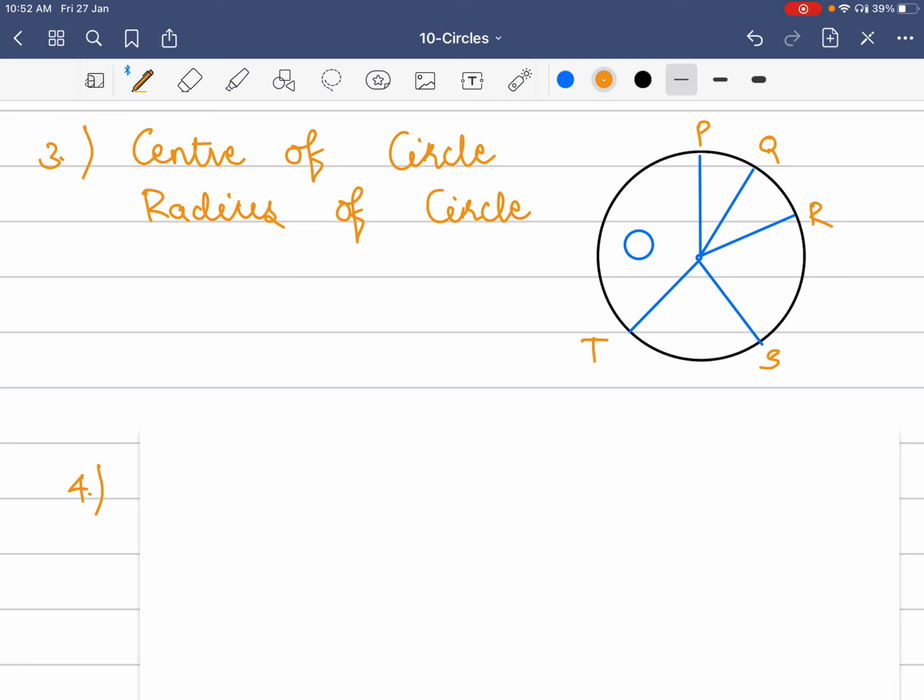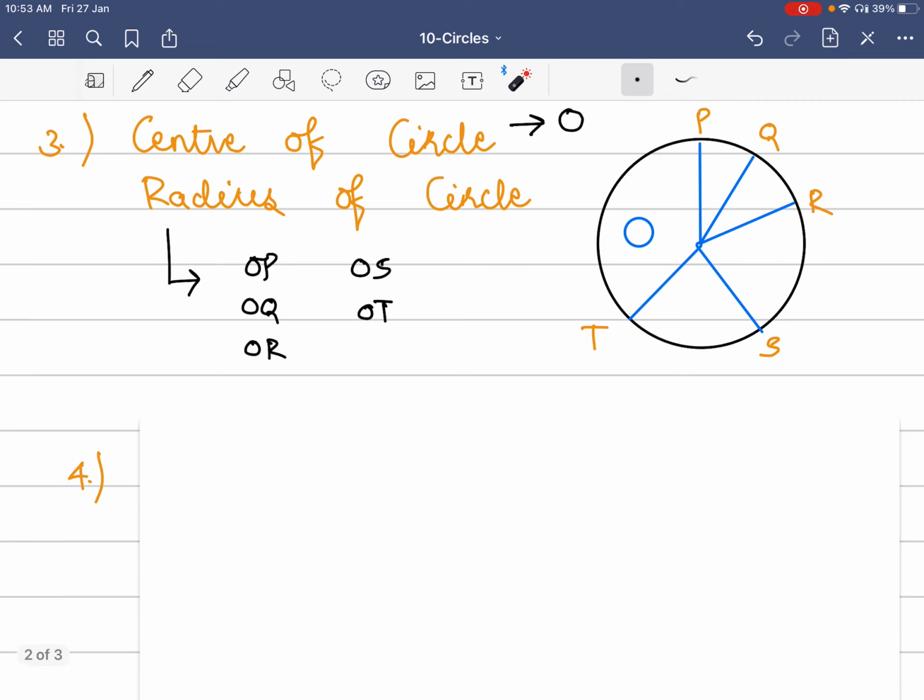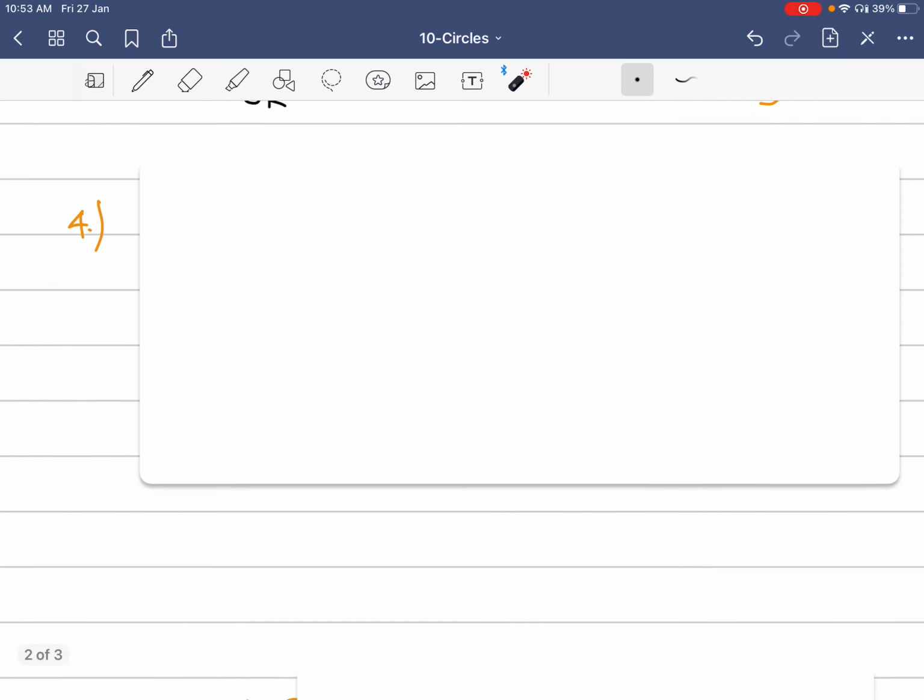So what are the radii? In this figure, the center of the circle is O. And what is the radius of the circle? The radius of the circle is OP. OQ, OR, OS, OT. These are all radii of the circle. These are line segments which are all of equal length. So till now we have seen some very basic and crucial terms related to the geometrical figure called a circle. Now let's go to point number 4.